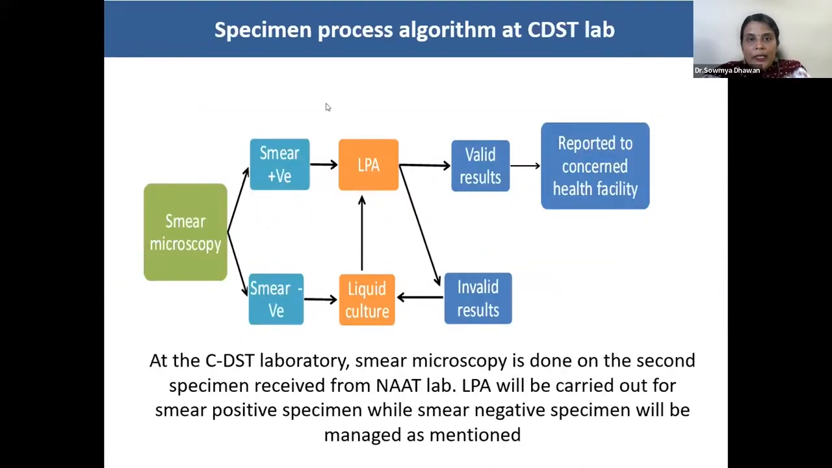So this is the specimen process algorithm at the culture DST lab. Just have a look: once the second sample reaches the culture DST lab from the NAT center, the lab again re-checks for smear positivity. If it is smear positive, then it goes for the LPA. If it is smear negative, it goes for reverse channeling, wherein liquid culture will be done, and then the sample will go for the LPA. So this is the basic flow in a culture DST laboratory.